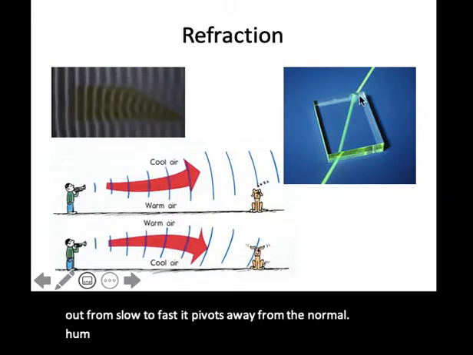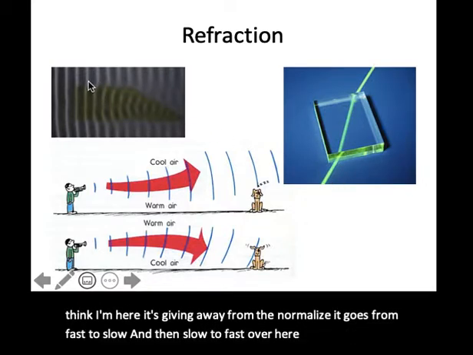I'm sorry, here it pivots towards the normal. Did I say the right thing? And then here it's pivoting away from the normal as it goes from fast to slow and then slow to fast. Over here, what you have is an overhead view of a water tank again.